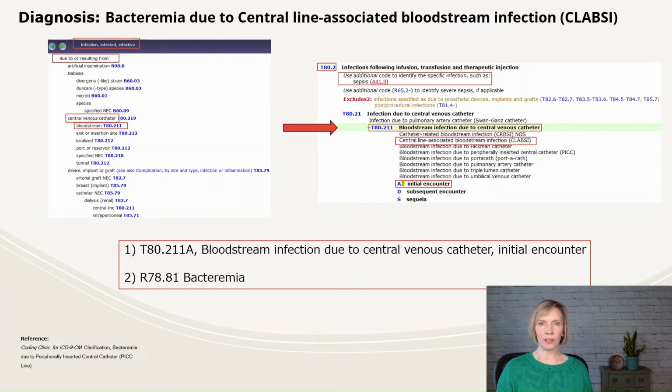Additionally, we see that there is an instructional note directing us to use an additional code to identify the specific infection, and so we assign the code for bacteremia as a secondary code.